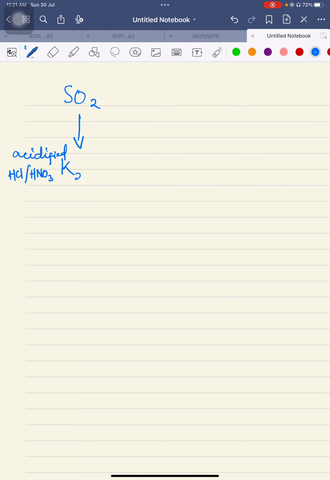Okay. Pass it through K2Cr2O7. And what is the color change? It will change the color of K2Cr2O7 from orange to green. So what is the original color of K2Cr2O7? It is orange. And if it is turning its color from orange to green, it means that there is some reducing agent which has changed the color of this oxidizing agent.